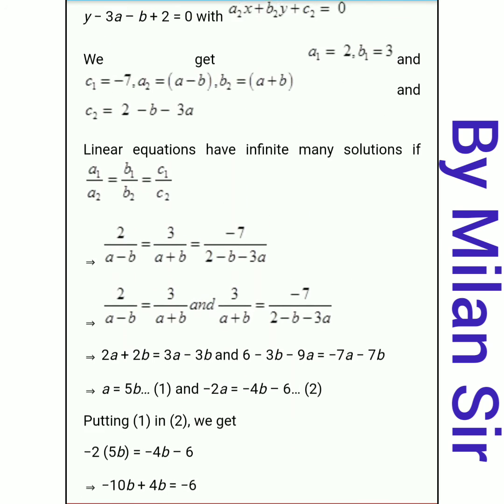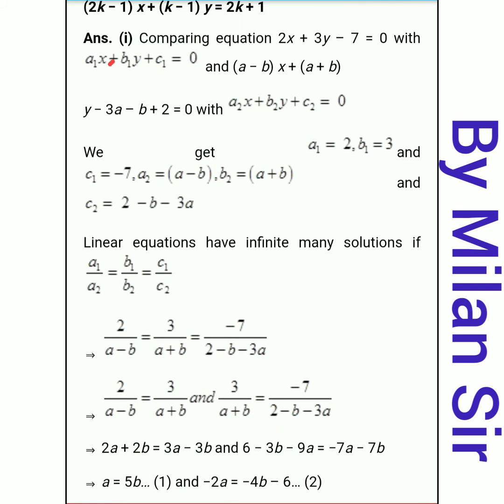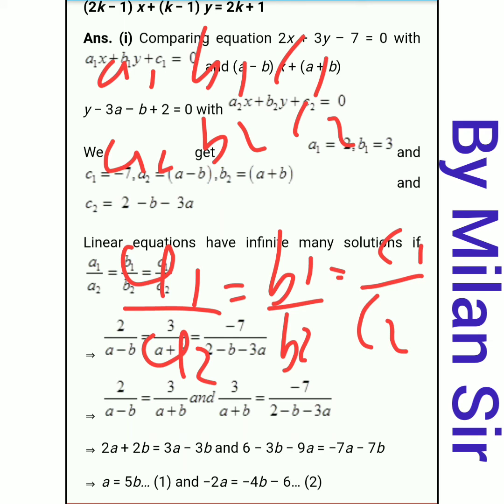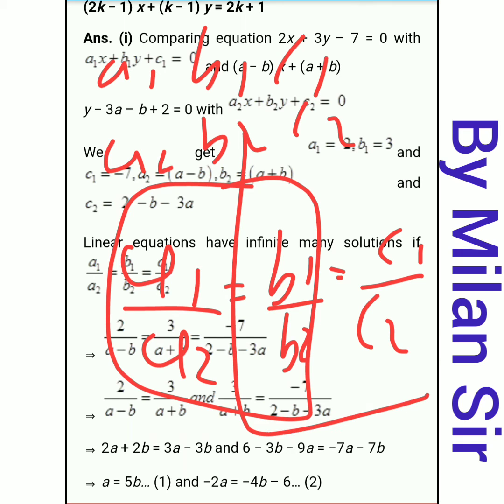So what we need to do, first of all we need to find a1, b1, c1, a2, b2, c2. Then we need to use the condition for infinitely many solutions, a1 upon a2 is equal to b1 upon b2 is equal to c1 upon c2. For two variables, we want two equations. So first of all compare this a1 upon a2 is equal to b1 upon b2. Then compare this b1 upon b2 is equal to c1 upon c2. You will get the two equations and you can solve it.